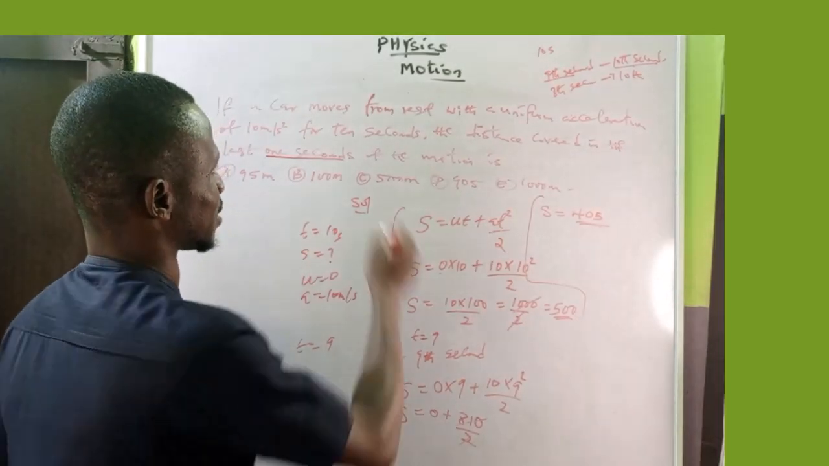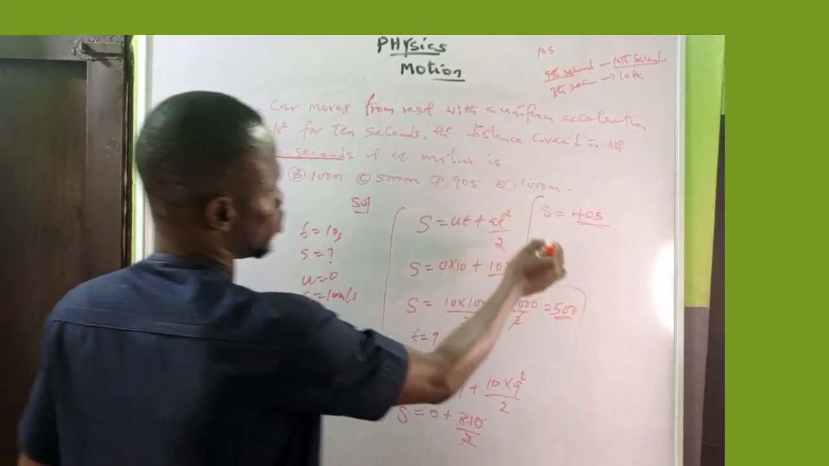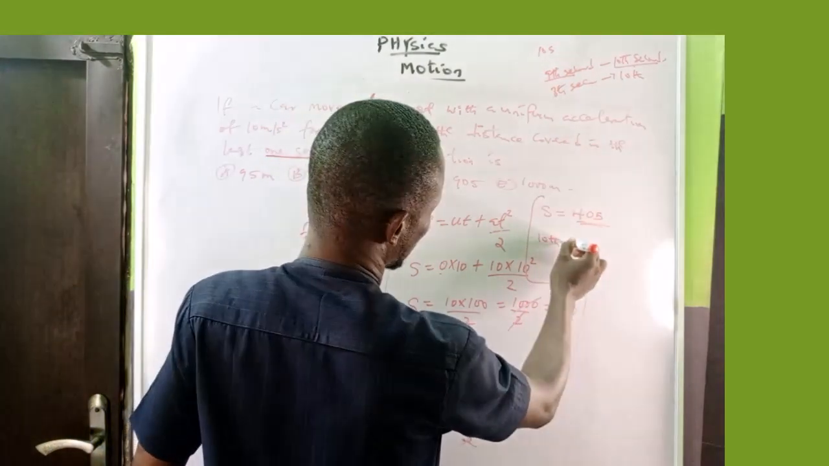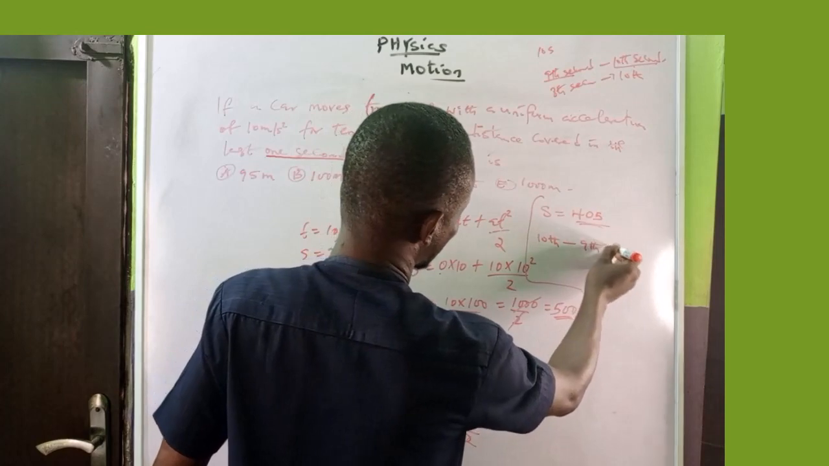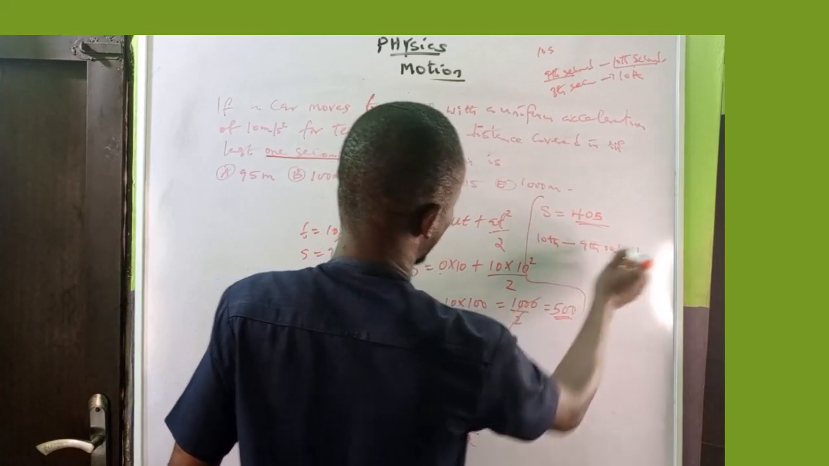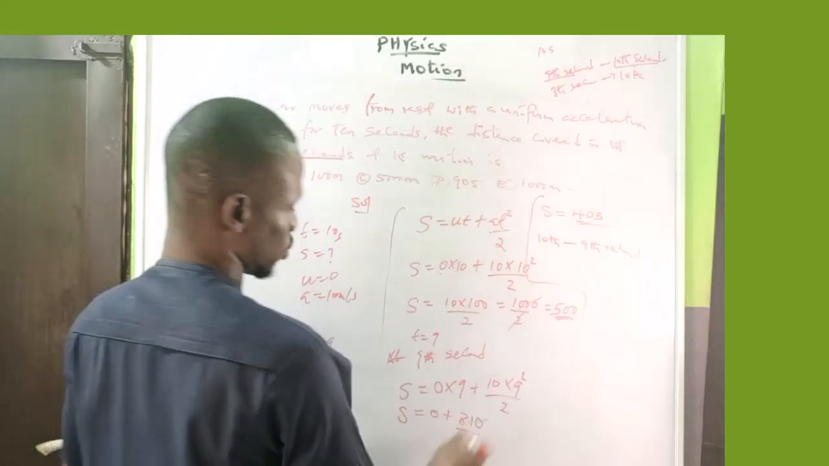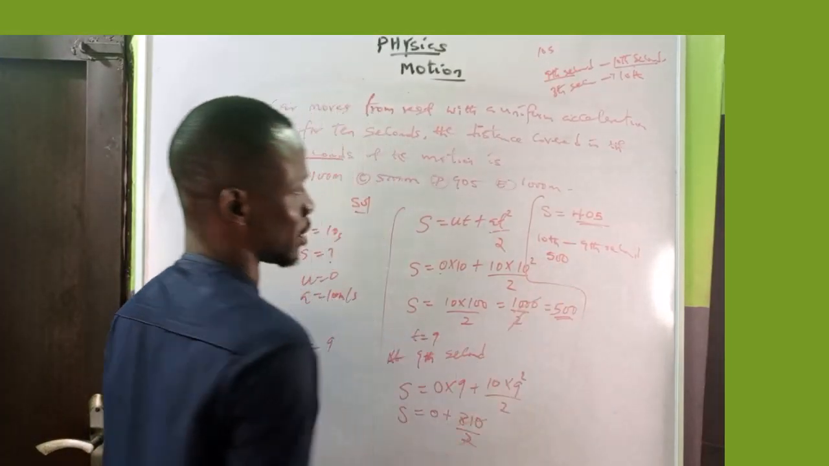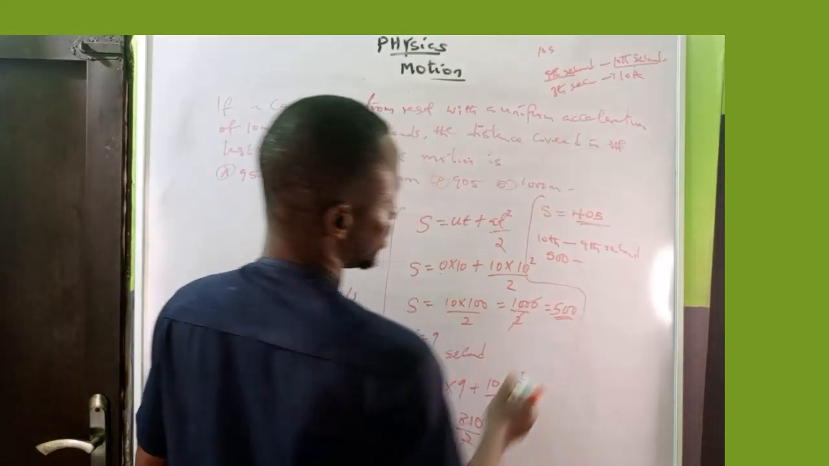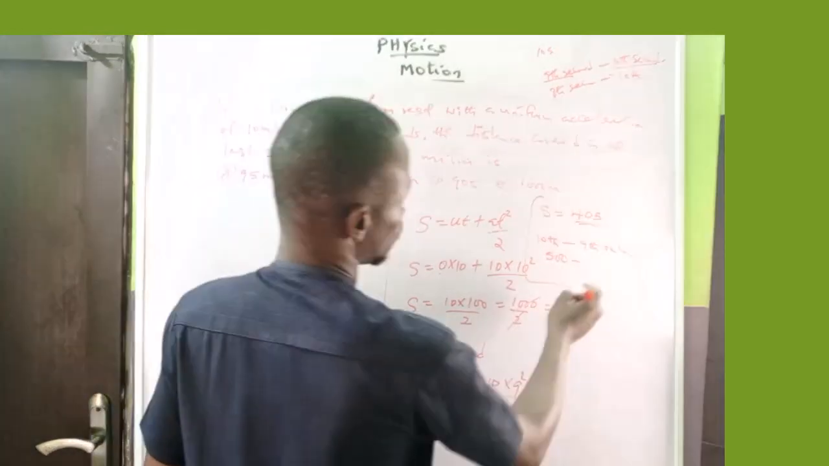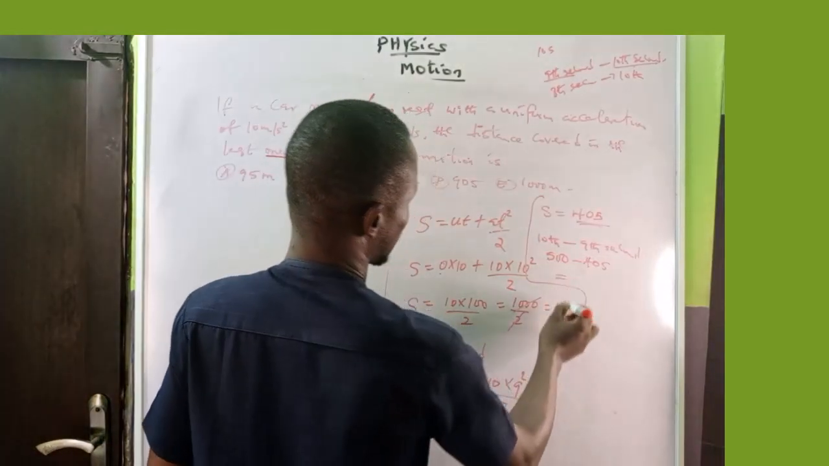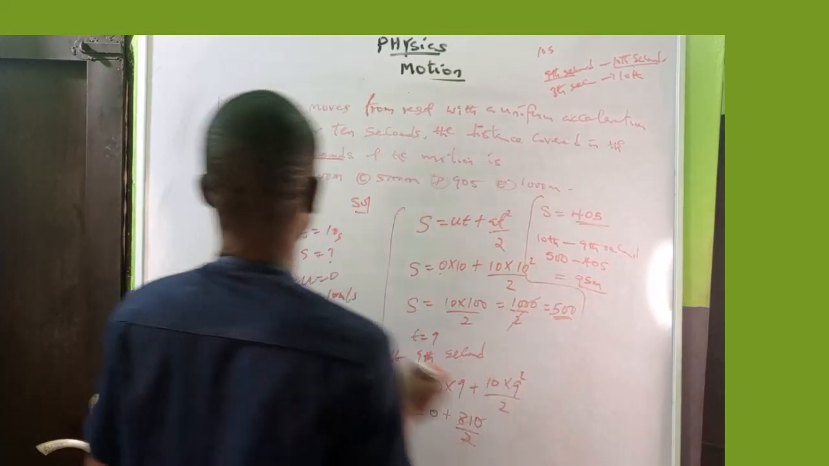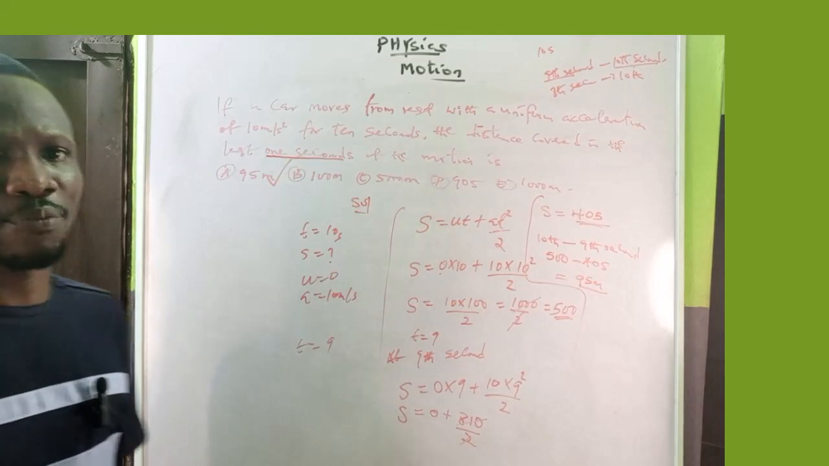So the distance of the last 1 second of the motion will be the distance at 10 seconds minus the distance at 9 seconds. The distance at 10 seconds is 500, minus the distance at 9 seconds, which is 405. So 500 minus 405 is 95 meters. So the answer is A, 95 meters.